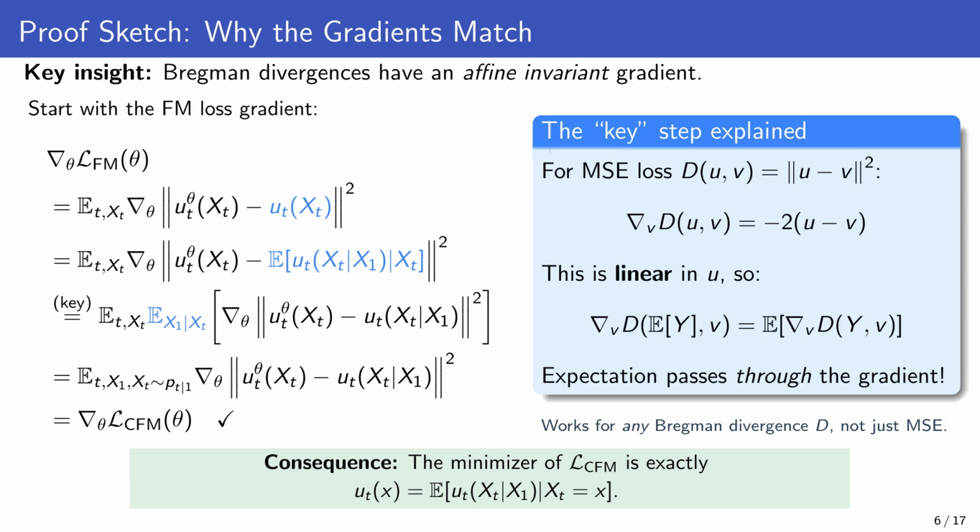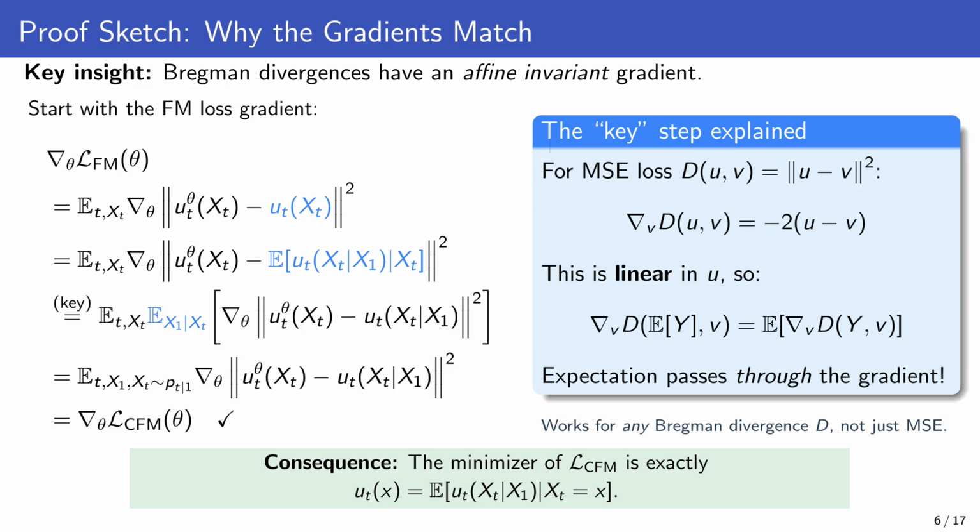Now here is the key step. This is exactly the gradient linearity property we proved in lecture 3b. For the mean squared error, the gradient with respect to the second argument, that is, with respect to v in the expression norm of u minus v squared, is simply minus 2 times u minus v. This is linear in u. And because it is linear in u, the expectation over u can be pulled inside the gradient. In other words, the gradient of the MSE with respect to v evaluated at the expected value of y is the same as the expected value of the gradient evaluated at each individual y.